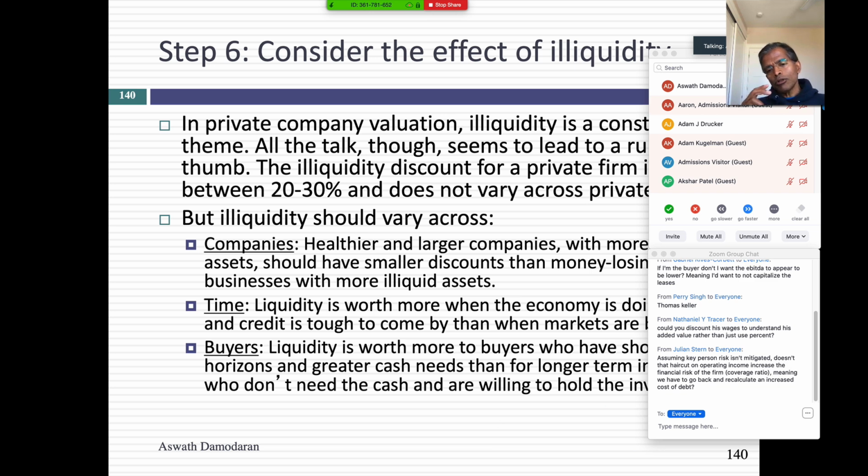I think of all the things I do in valuation, attaching an illiquidity discount still gives me the most headaches because it is so transaction specific. Do you see what I mean by transaction specific? If you ask me, how much of a discount should I apply to my value? I'm going to ask you, who's your buyer? What does the market look like? What does the company look like? Because I can't answer the question without getting information on all three aspects.